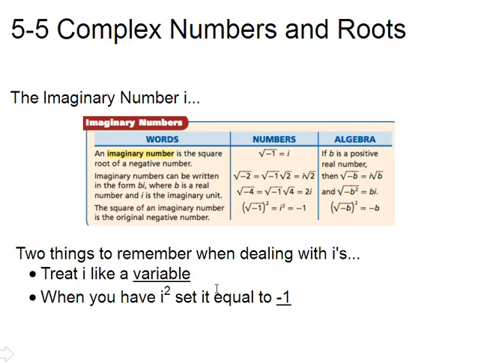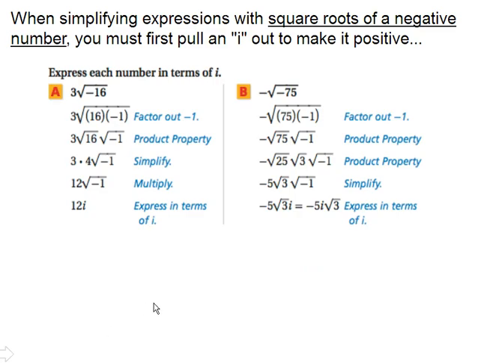So a couple things to remember when dealing with imaginary numbers. First of all, treat i like a variable, even though it's an imaginary number. We want to treat it like a variable. And whenever you see i squared, you want to set that equal to -1. So when simplifying expressions with square roots of negative numbers, like I mentioned, we're going to take an i out first, and that's going to make it positive, and then we can simplify the radical from there.